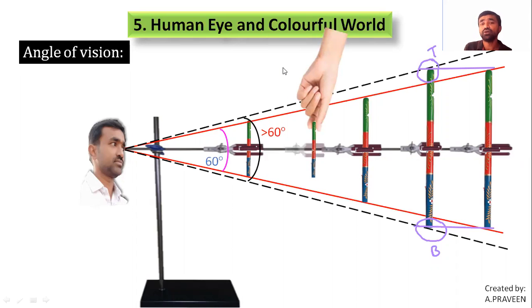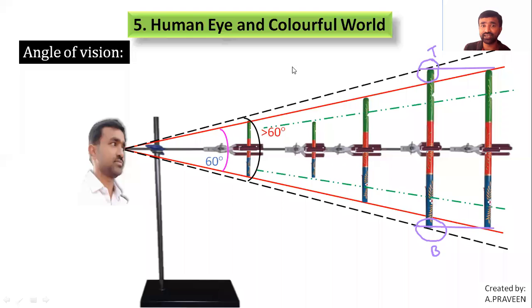In this case, you need to observe: are you able to see the top and bottom of the object or not, without changing the view? Yes, we are able to see. What happened in this case? Measure the angle at this position by fixing that wooden stick. I'm measuring the angle again here. What I notice, the angle is less than 60 degrees in this case.